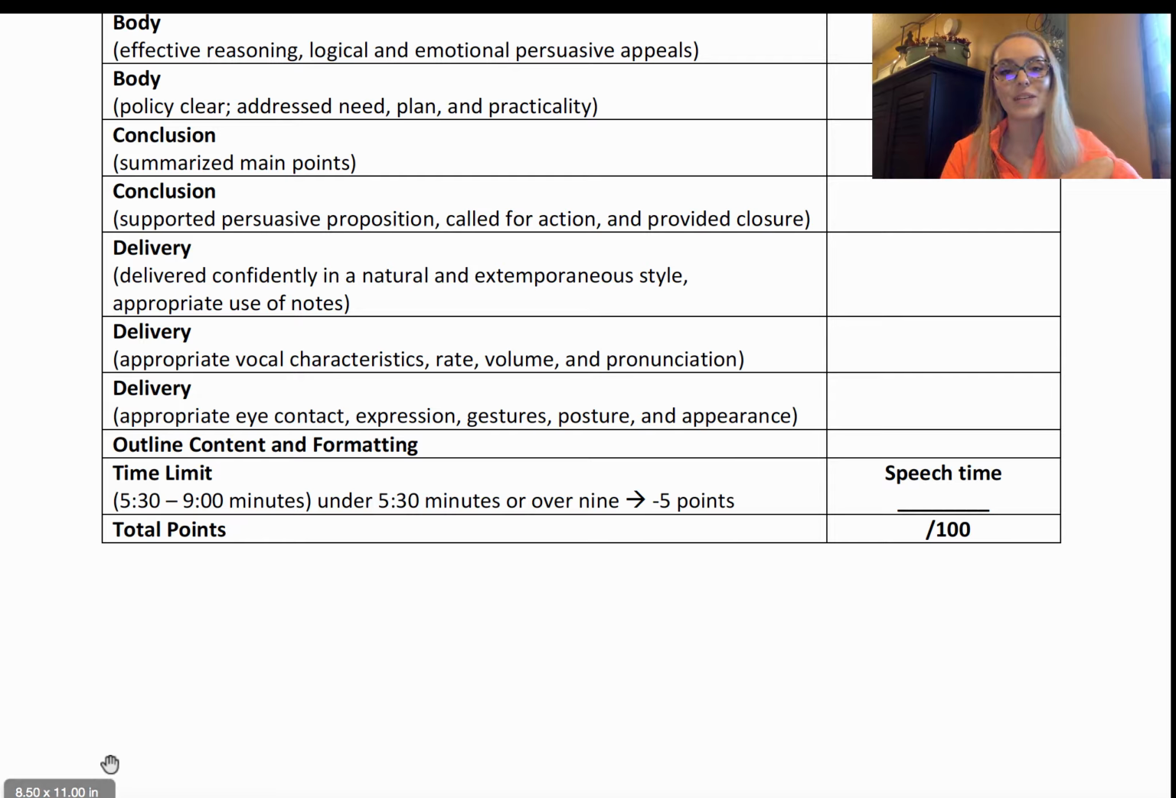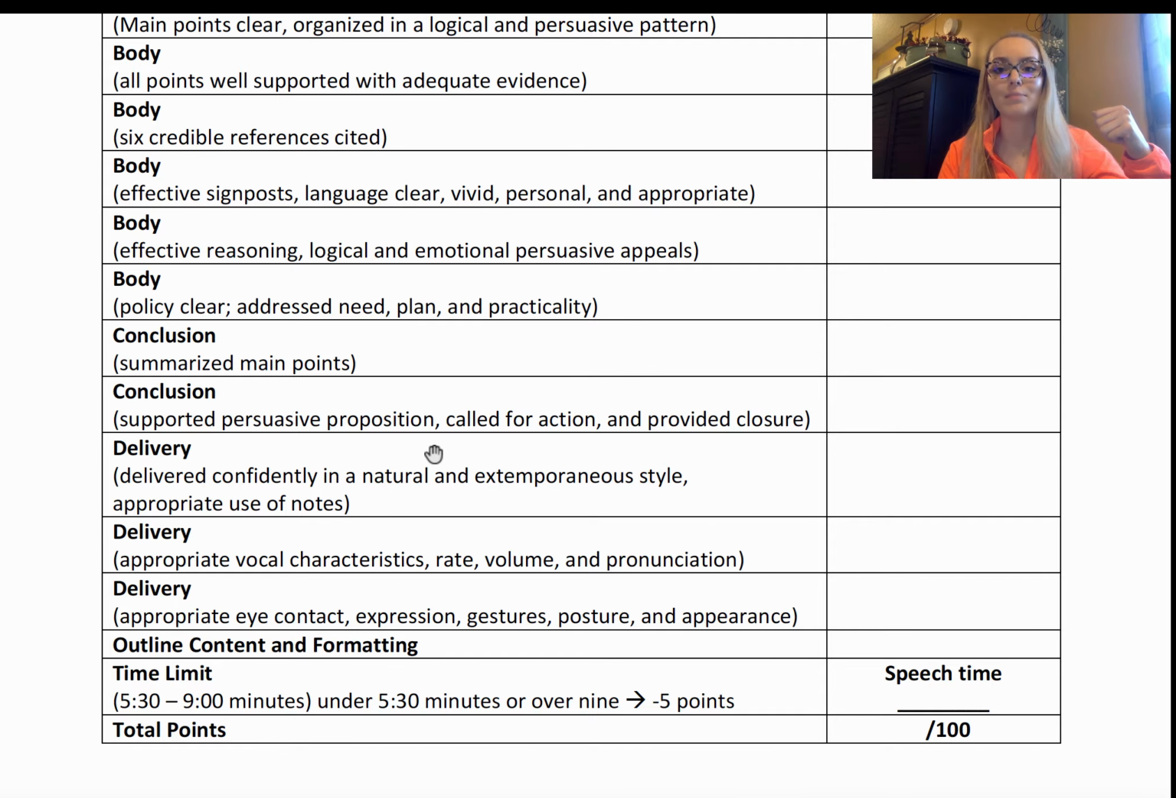And this is our final speech, so there is no example, but always referring back to previous examples for formatting and those kinds of things.